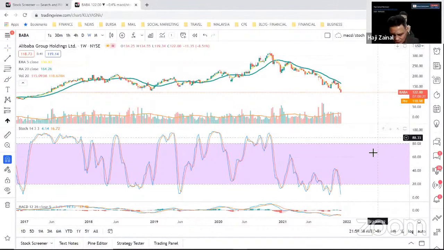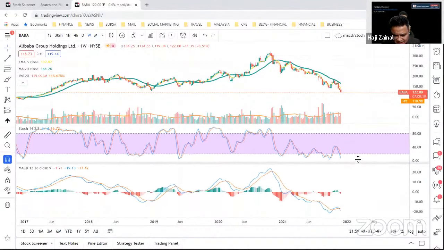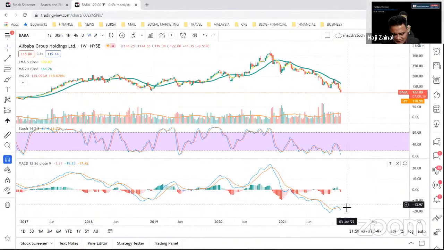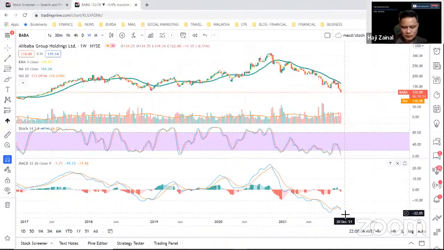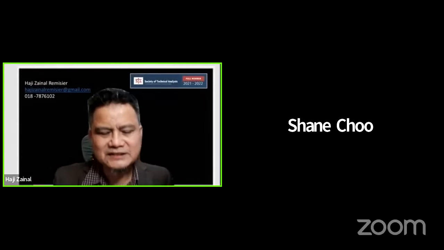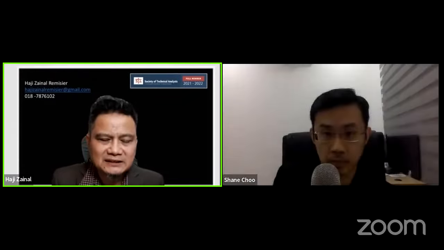So based on this stochastic and MACD, you can see that here, the trend is still not over, which means it's still a downtrend. That is what we know. But you don't know whether it is going to start a new trend. Only when the price starts to move up can we say yes, the downtrend is over. So of course, when we talk about limitation, that is the limitation of technical analysis.